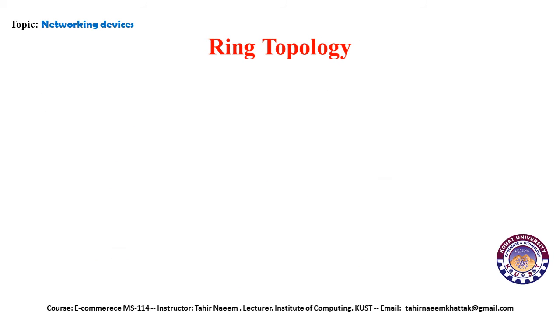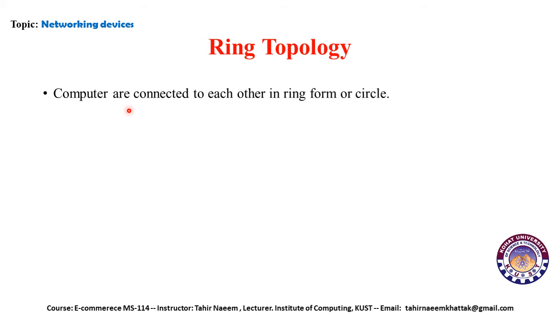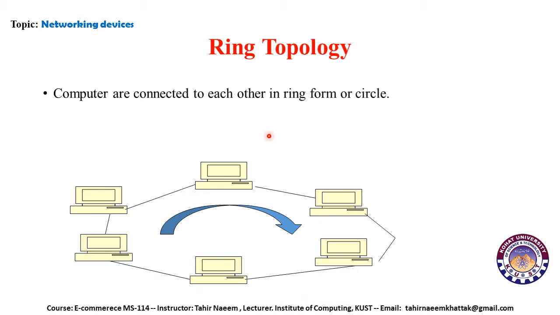The last one is ring topology. As the name suggests, computers are connected to each other in a ring or circular form. As you can see from the figure, this is the layout of a ring topology. Every computer is connected to another computer with the help of a wire, forming a ring. Whenever one computer wants to send data to another computer, it can send it around the ring until it reaches its destination. This is the way of ring topology.